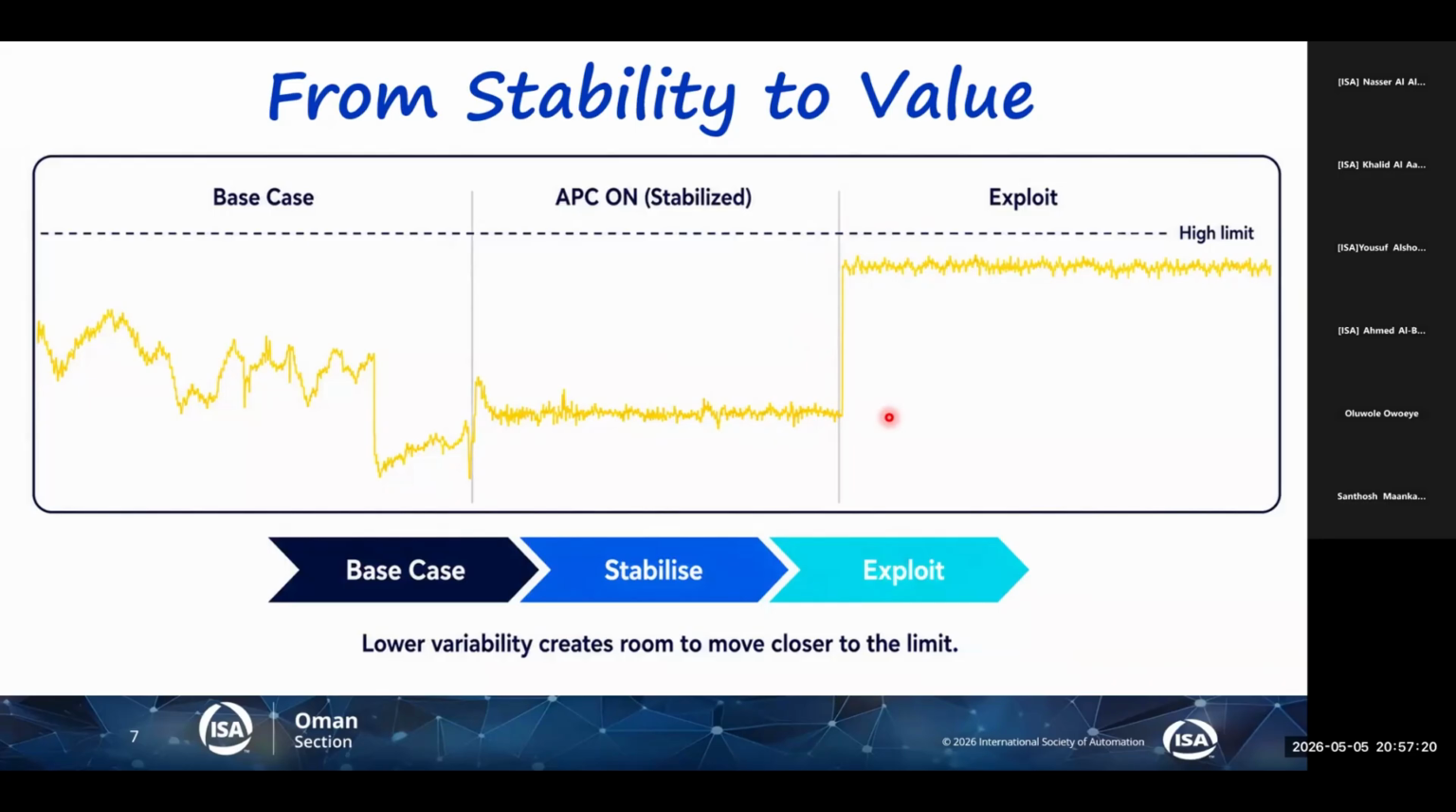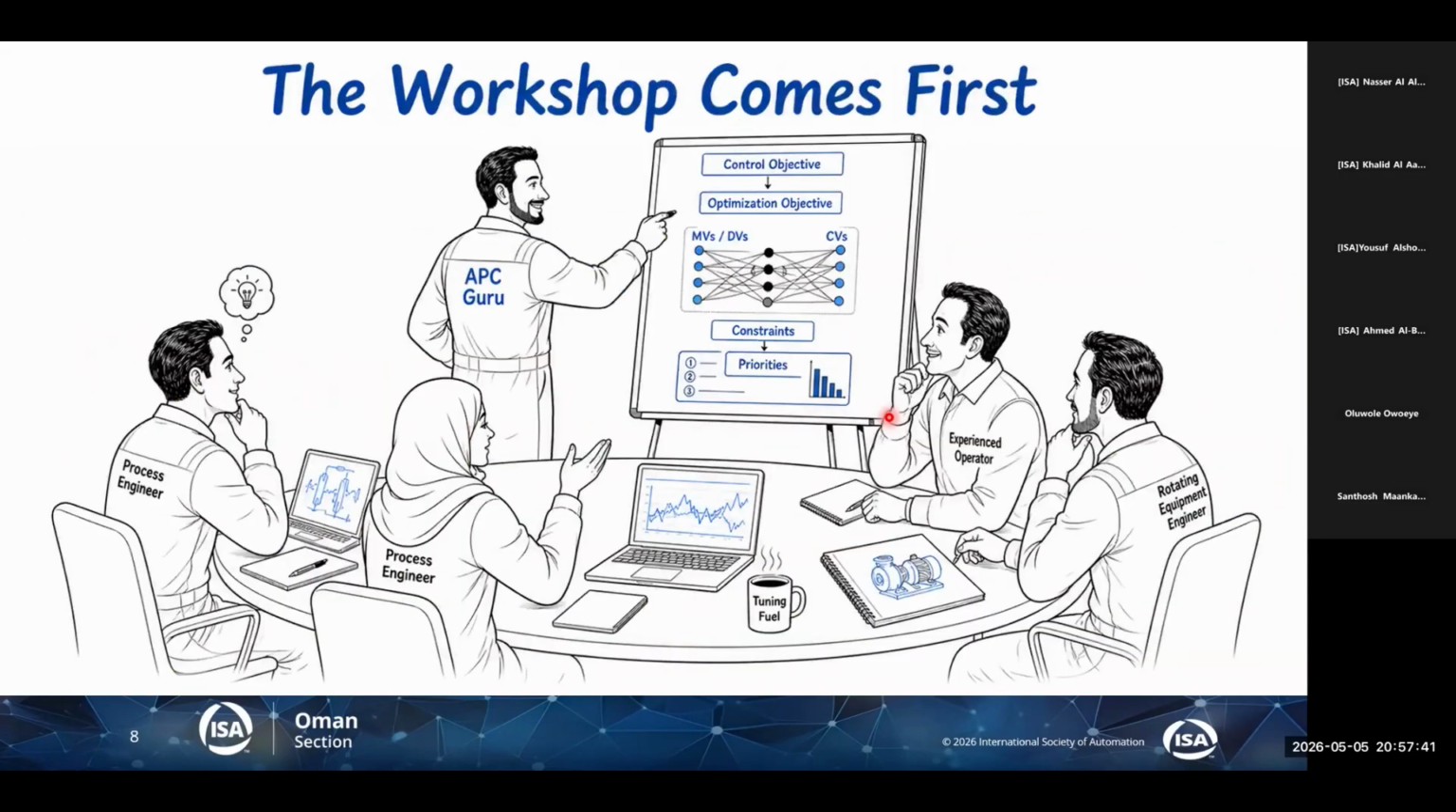I hope by this I answered the why. Why advanced process control? Let's go to the how. A practical question. How does a good APC application actually start? It starts with people. It's not software. It doesn't start with software. It starts with people. Design workshop, APC design workshop. You see people. Really, this is the start.